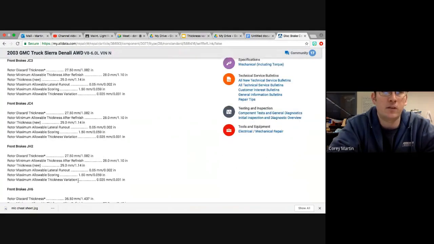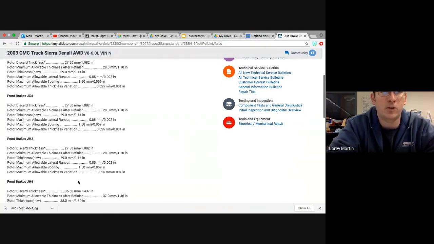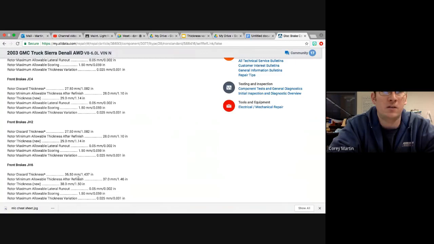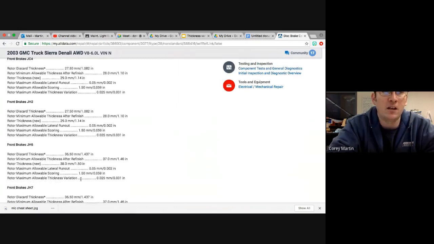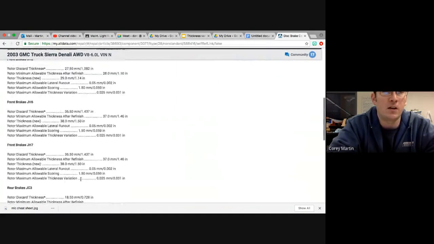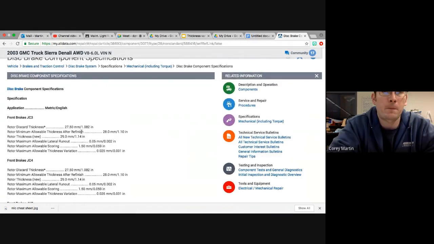Sometimes you'll have different vehicles with different size brakes. Here we've got one that's substantially larger. So you need to know what specific rotor your vehicle has on it so that you can make this determination. All right, ours is going to be this one up here. We have the rotor minimum allowable thickness after refinish, and then we have the rotor discard thickness. So we have two different measurements here that we need to be aware of, and this has a little asterisk or star next to it. So the rotor thickness new is this, 29 millimeters or 1.14 inches.